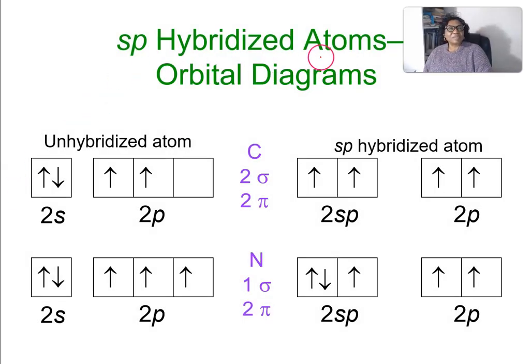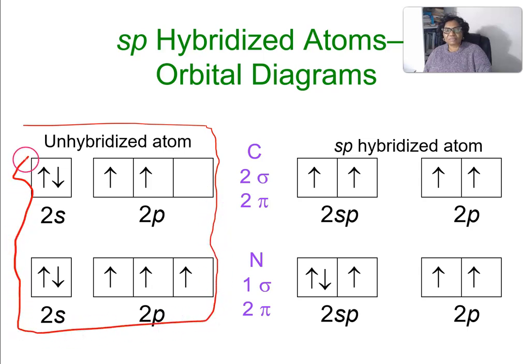So, the orbital diagram for sp hybridized atoms. We want to look at it. These are the unhybridized orbitals of carbon, and this is for nitrogen. Then they mix, each of them taking just one orbital and mixing it. So these are the hybridized, these are the unhybridized, these are the hybridized, and these are the unhybridized. These hybridized orbitals will form sigma bonds, meanwhile these ones will form pi bonds.